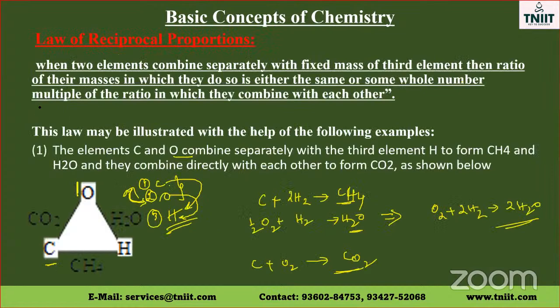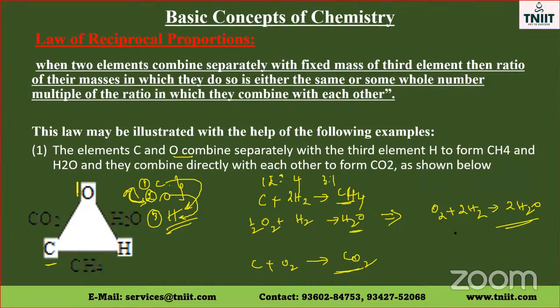So, the statement is clear. When two elements combine separately with a fixed mass of the third element, then the ratio of their masses in which they do so is either the same or a whole number. So the ratio here in this case is 12:4, because the atomic mass of carbon is 12 and hydrogen is 4 here, 2 moles. So we can write 3:1.